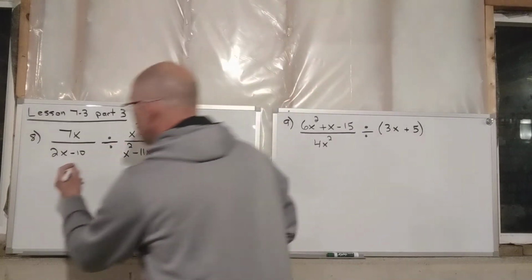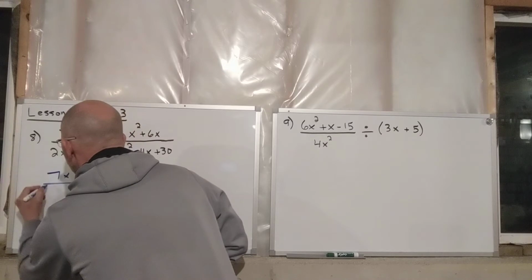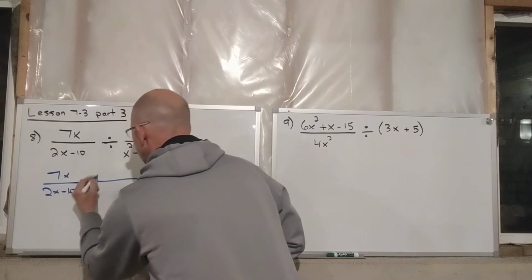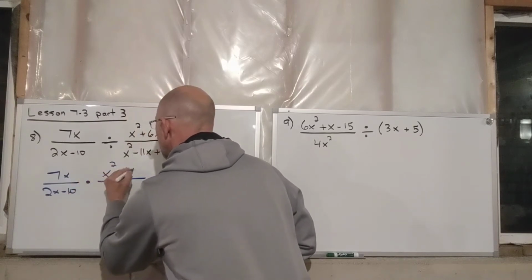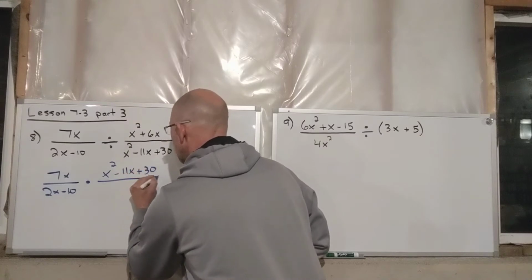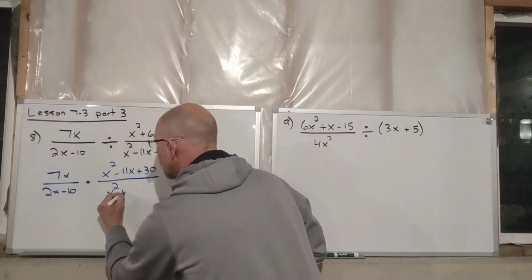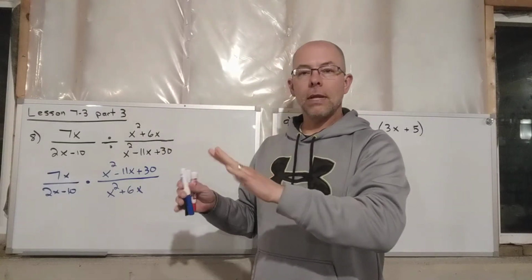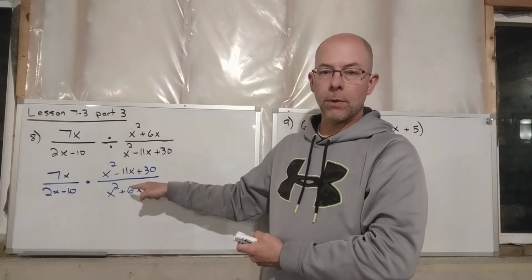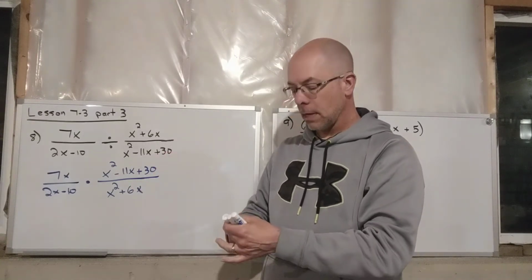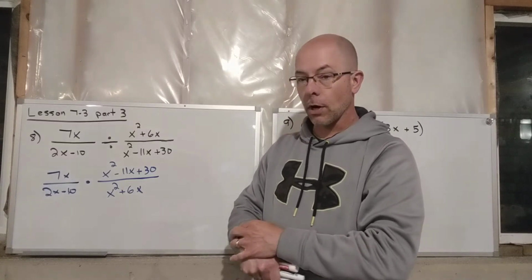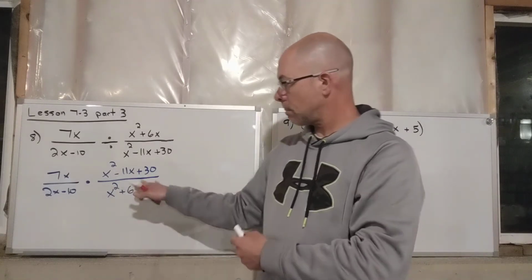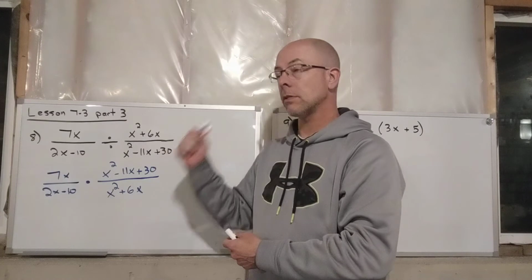So, number 1, it'll be 7x over 2x minus 10 times x squared minus 11x plus 30 all over x squared plus 6x. Don't do any factoring, don't do any simplification until you've done that rewrite. It should be in multiplication form before you start doing any of that key work. Now that resembles video 2, part 2's questions.